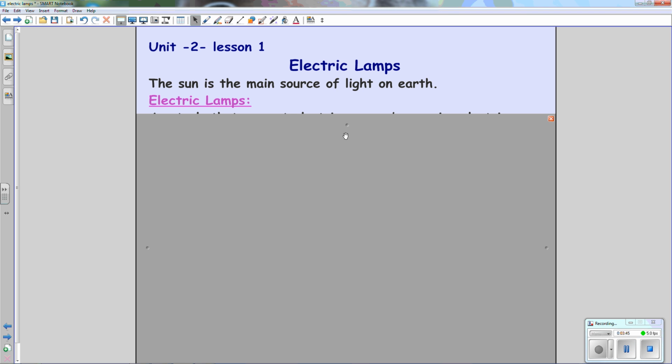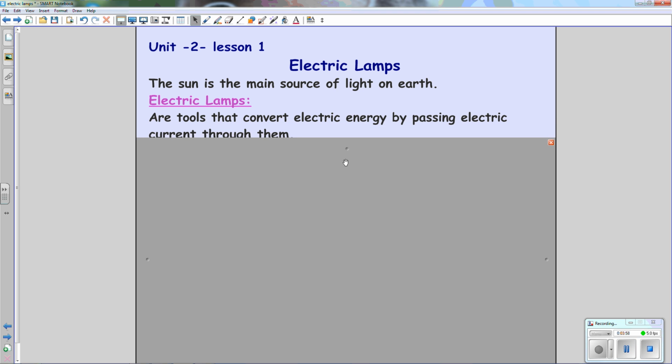We all know that the sun is the main source of light on Earth. It gives us light and energy. But when it's night, how can we get light? We get an artificial light by electricity. So we are going to see the electric lamps.